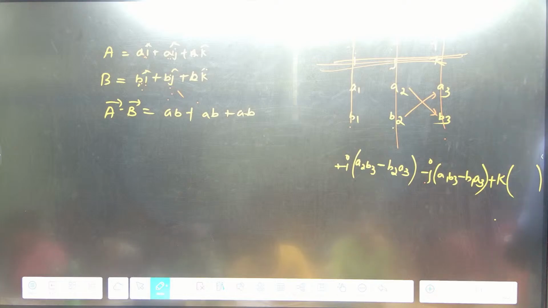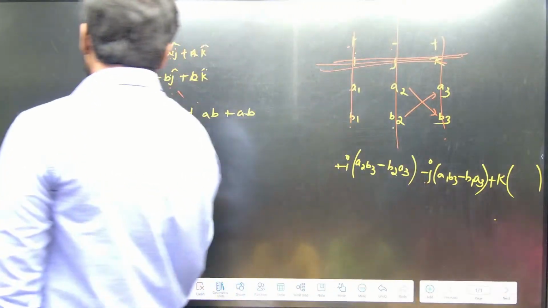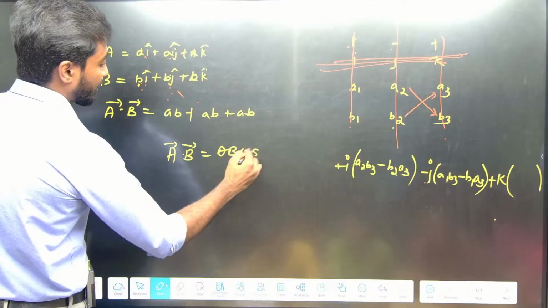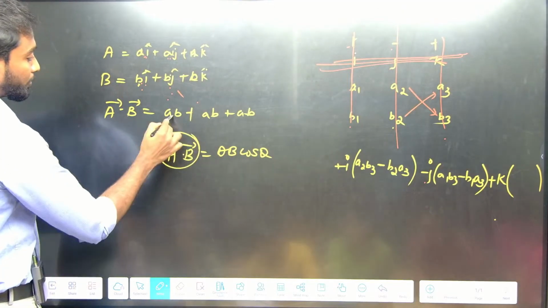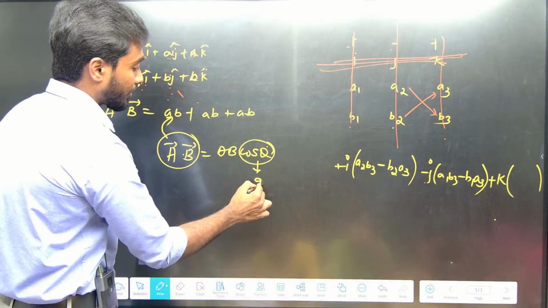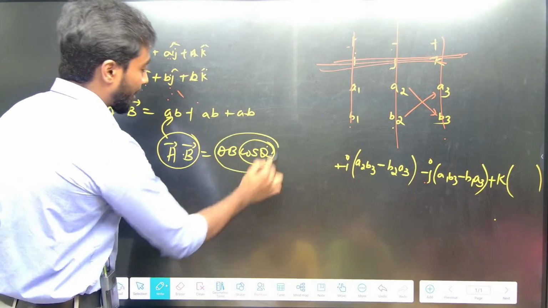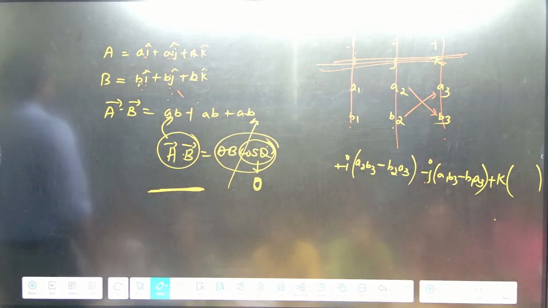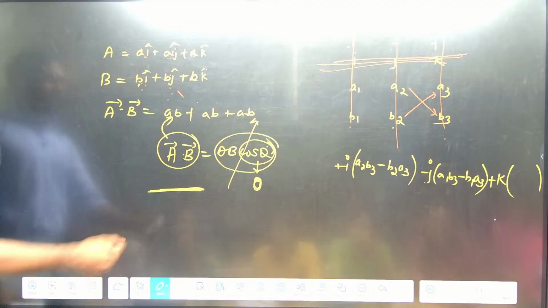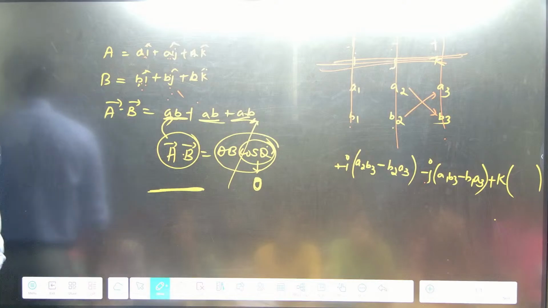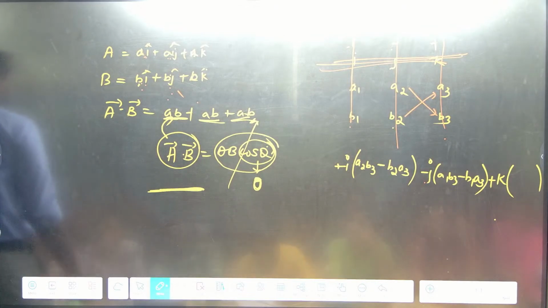Completed? Not completed. See, we know the formula A dot B equals AB cos theta. I can do the dot product using this formula, and cos 90 is 0, so the total value will become 0. I have only one equation, the right hand side is 0, so that x value I need to get. Minus 7.